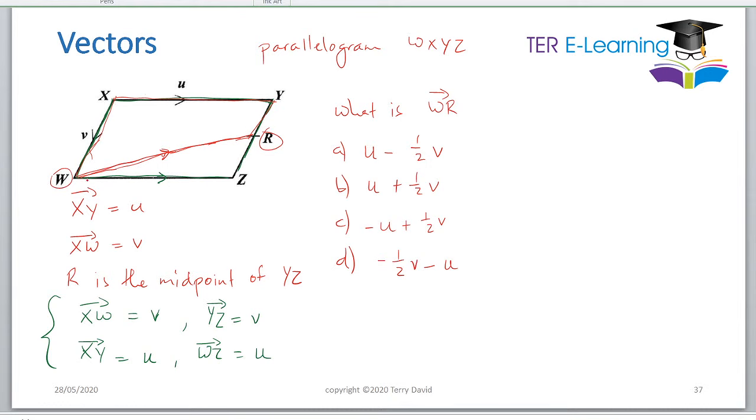If I want to go from W to R, so the question wants W to R, right? So let's look at it. W to R is equal to, I can go from W to Z and then from Z to R. Does that equation make sense? Before I move on, I just want to make sure, does that equation make sense? WR is equal to WZ plus ZR.